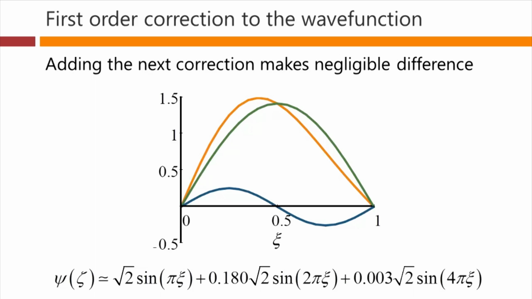We could add in the next wave function up, but it's so small, the correction from that we don't even see it on this graph. So we get a fairly good approximation here to our wave function by taking just the first two of these terms.